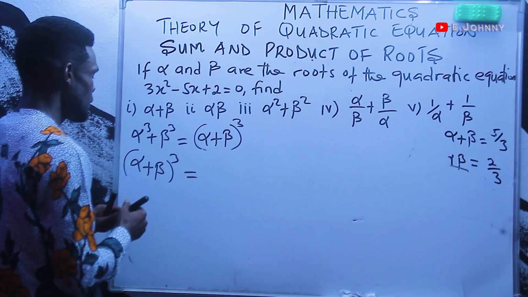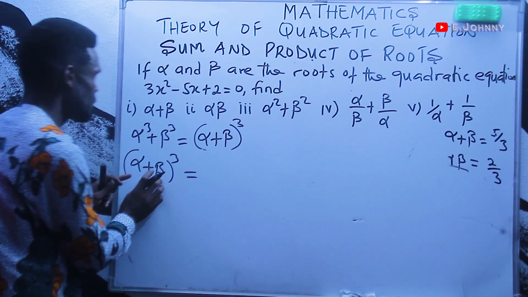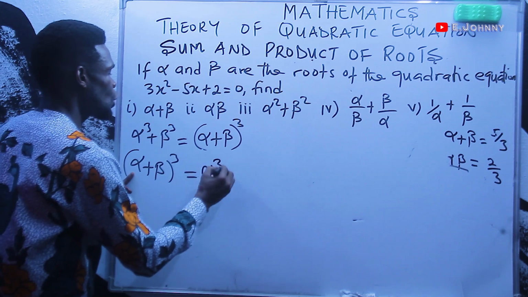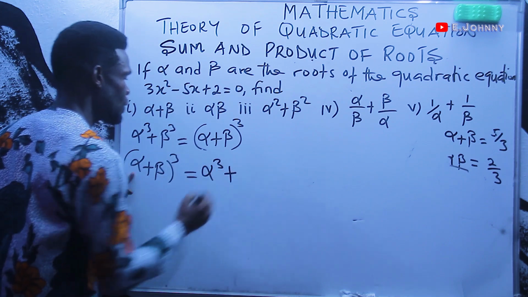Now, in expanding this, there are two terms. First of all, carry this 3, put on top alpha. So you have alpha cube plus.